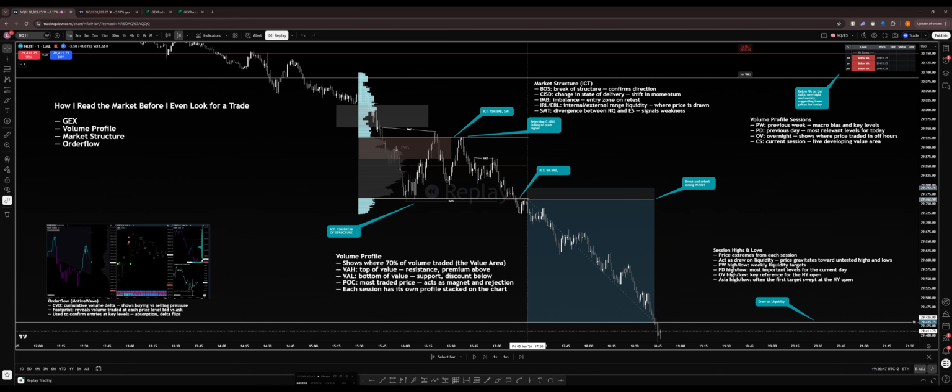Price inside value. This is inside the value. If you're trading inside the range, expect choppier conditions. Here I'm more selective also. I want to see price move towards the value area high or value area low before I even think about entries. The POC is the most traded price level of the day, and it acts as a magnet and as a rejection.